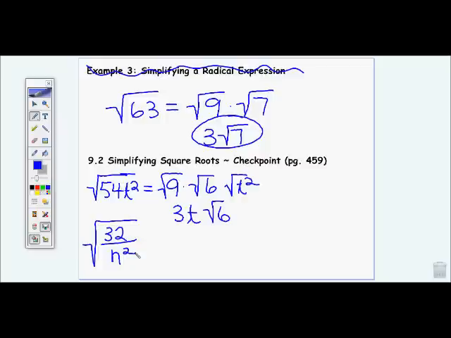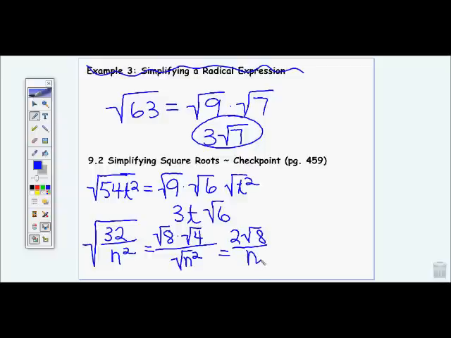So I can't do any simplifying in the division yet. So let's go ahead and just do the numerator and the denominator. Let's change our 32 to the square root of 8 times the square root of 4. 8 times 4 gives me my 32. And that's going to be over the square root of n squared. 8 cannot be simplified to a perfect square, but the square root of 4 can. So I have 2 times the square root of 8. And I have the square root of n squared would be n.